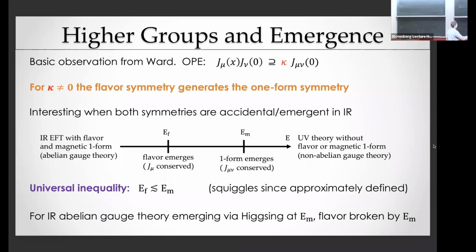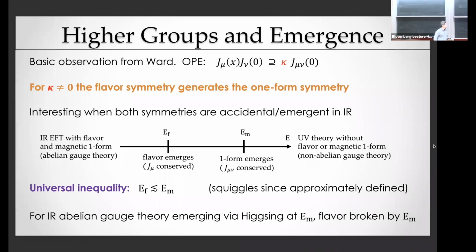So here's our infrared. It's an effective field theory. It has some flavor symmetry and some magnetic one-form symmetry. You could think it's an abelian gauge theory. Later, we'll think it's the standard model with the one-form symmetry being the hypercharge gauge group. And here's some UV theory without the flavor symmetry or the magnetic one-form symmetry. So we're imagining both of these symmetries are emergent.